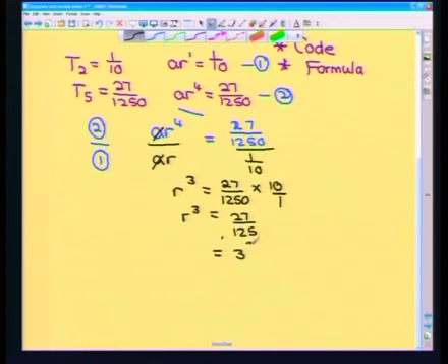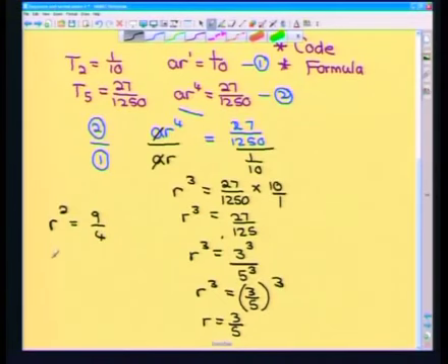27 is 3 cubed, and 125 is 5 cubed. So r cubed is equal to 3/5 cubed. Now, since they're both cubed, I could say r is equal to 3/5. Just a little warning here. If this had been r squared equals 9/4, then you must remember that you could write this as 3 over 2, all squared, but you could have had a plus minus in here.